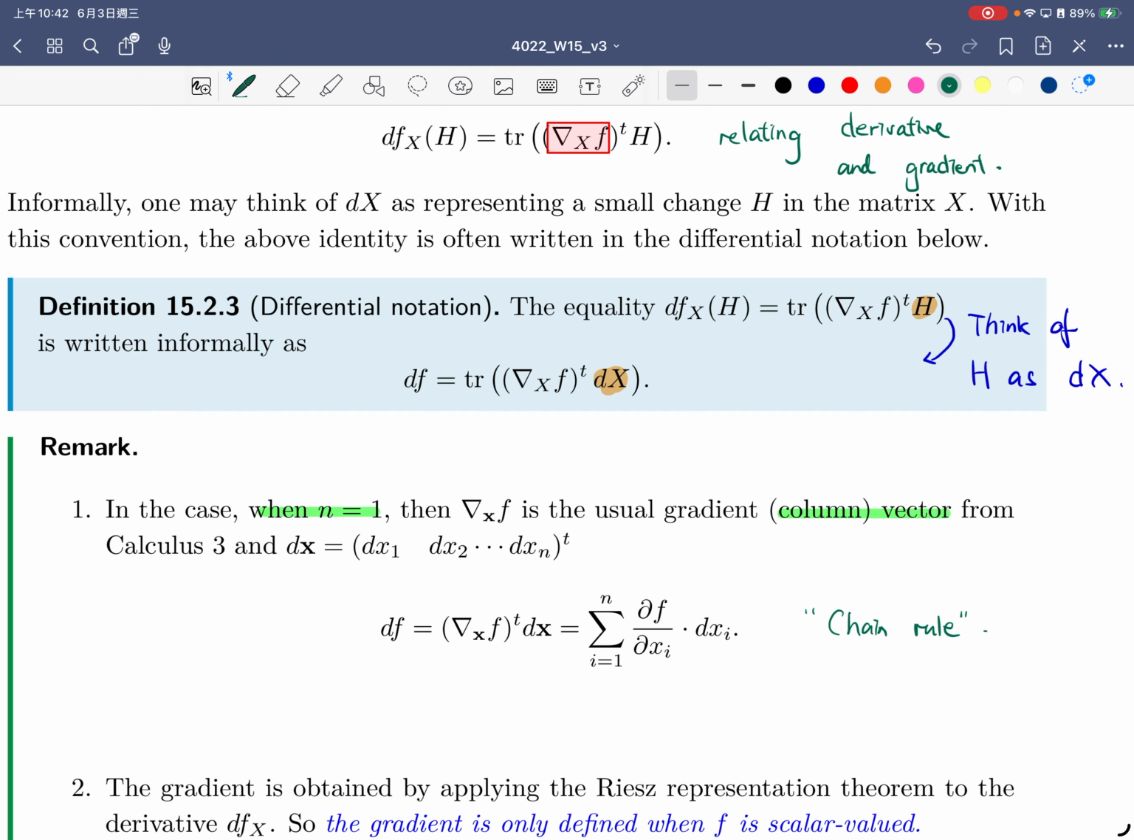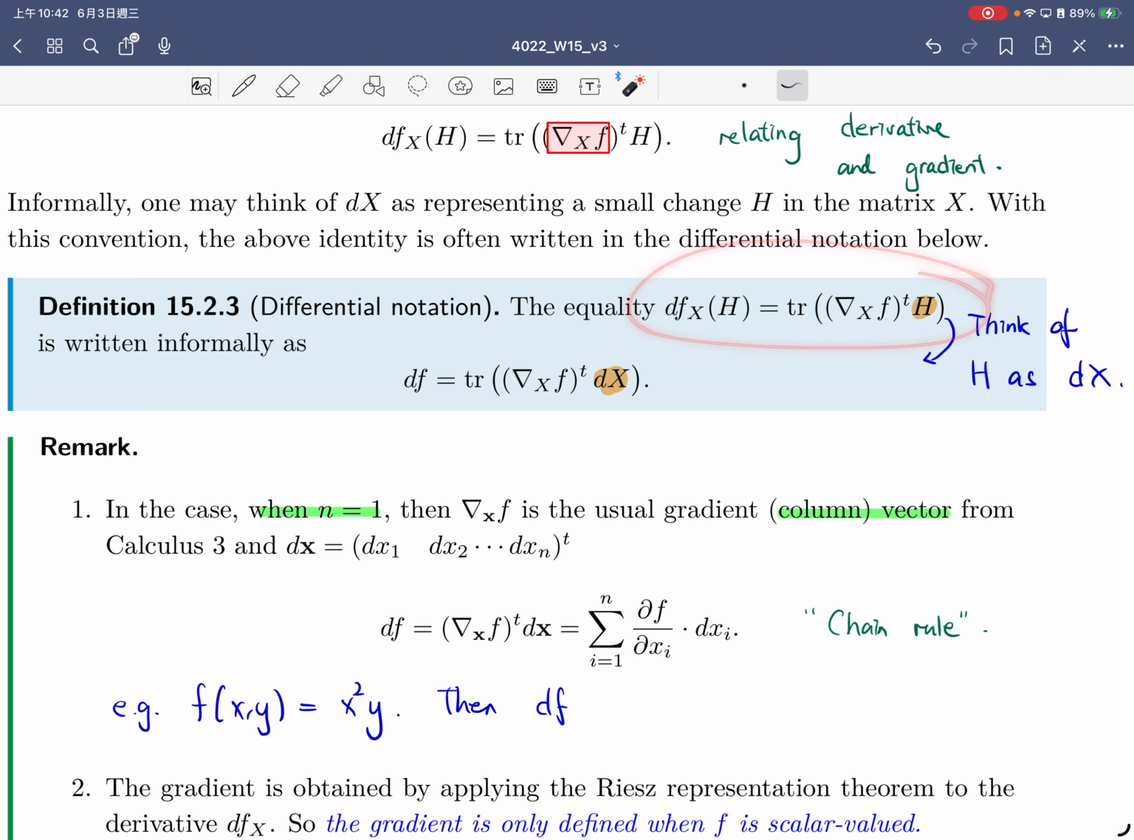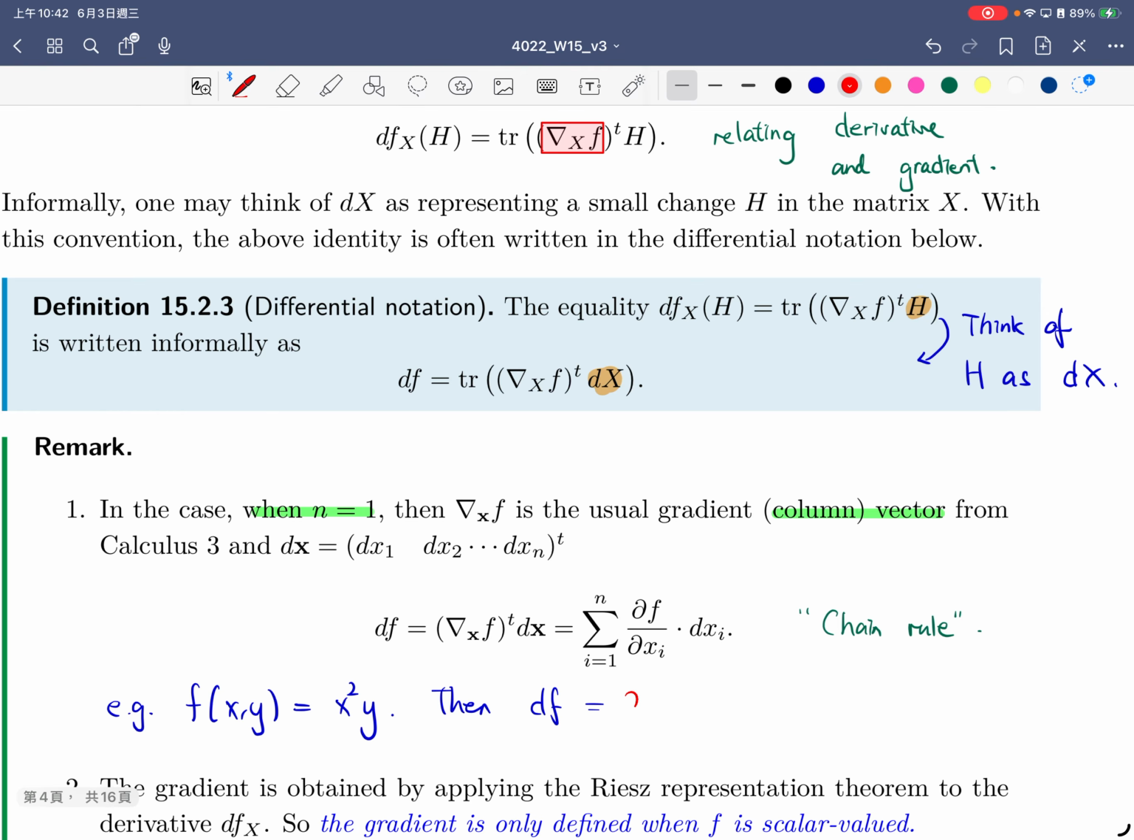So for instance, okay, if you have a kind of function that you learn in calculus 3, like f(x,y) equals x squared y, then what is its differential, okay, df? It's just a lazy way to remember the derivative. In this case it would be the partial derivative with respect to x, so 2xy, and then dx, plus the partial derivative with respect to y, so x squared dy. So just a lazy way to help me remember the fundamental equality above.